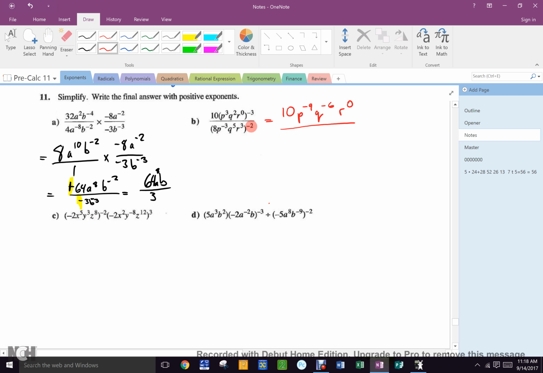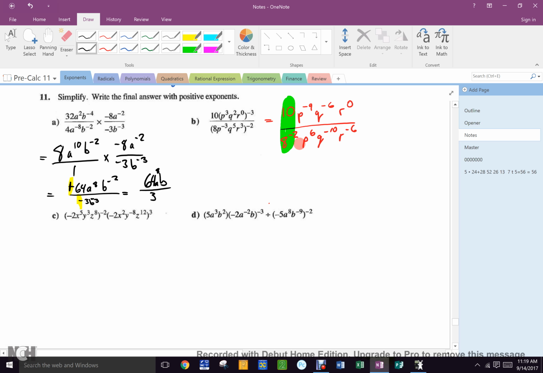This 8 does get that negative 2. So this becomes 8 to the negative 2. p to the positive 6, q to the negative 10, and r to the negative 6. Now, this situation right here is yucky because that 8 has a negative 2.